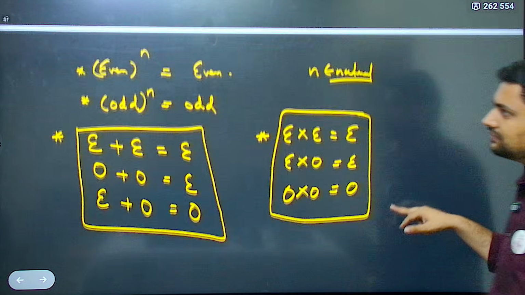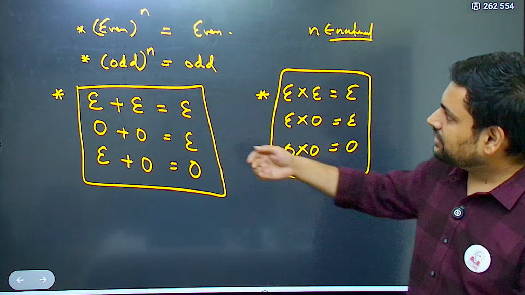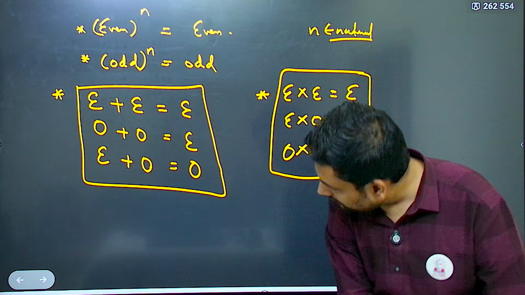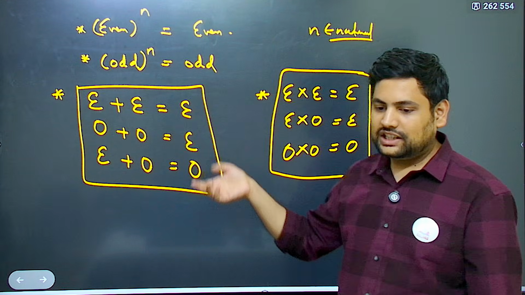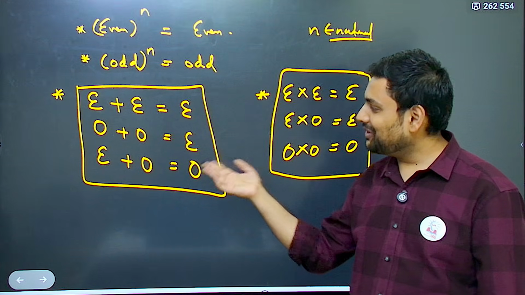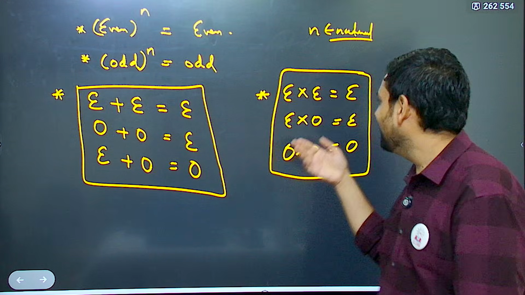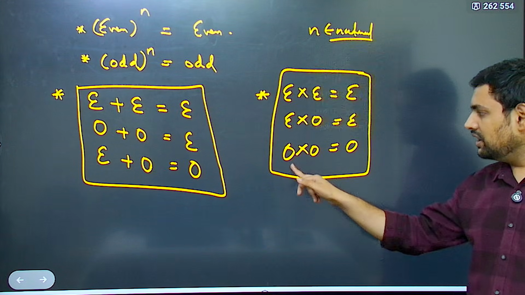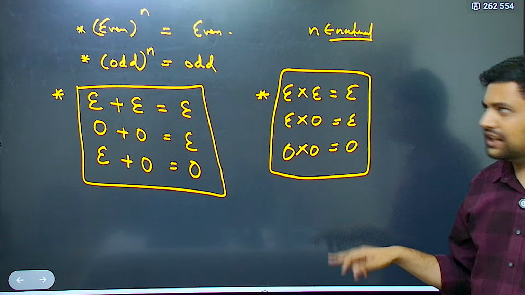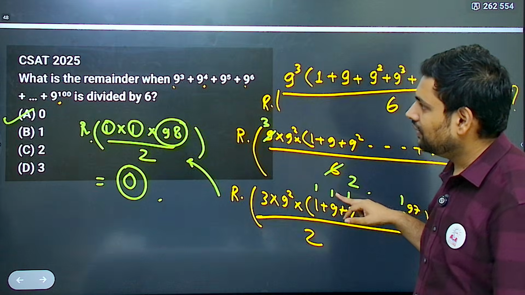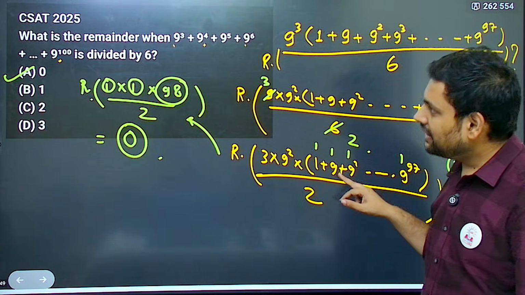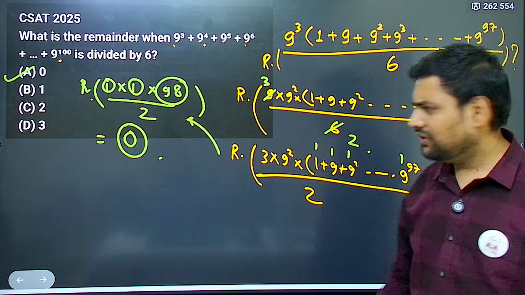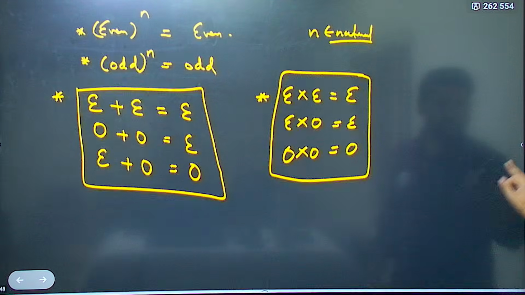Then yeah, this we have already discussed. Even power even is even, odd power odd is odd, and even plus even is even, odd plus odd is even, even plus odd is odd. The only case where you can get odd is odd into odd. Correct? Then there were remainder cases like this also. Okay, before that, let's do some questions.